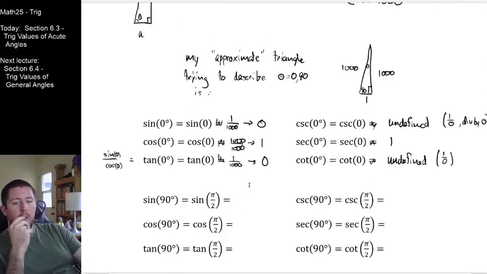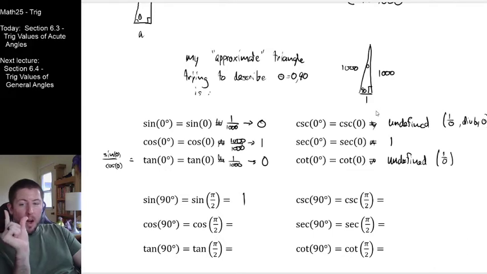Right? So now we're looking at sine of 90. Sine of 90, that's opposite over hypotenuse. Opposite is 1,000, hypotenuse is 1,000, so this is going to get us towards 1. Cosine of 90, that's adjacent over hypotenuse. That's 1 over 1,000, but that 1 is like infinitely small, so it's more like 0 over 1,000. That's getting us to 0.